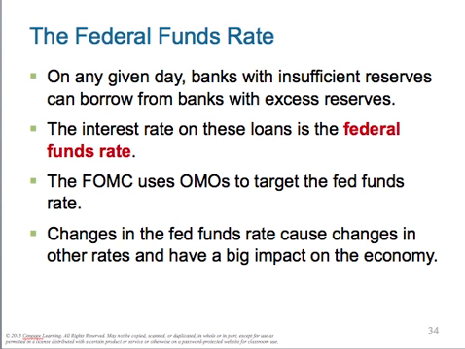The FOMC uses the OMOs to target the Fed funds rate. Changes in the Fed funds rate cause changes in the other rates and have a big impact on the economy. They trickle down. The Fed changes how the two banks can trade amongst themselves in terms of loans. That will change all the other rates that they charge, what depositors get and what borrowers pay. If they go up, they're all going up. If they go down, they're all going down. It can have a big impact on whether people are saving or borrowing.